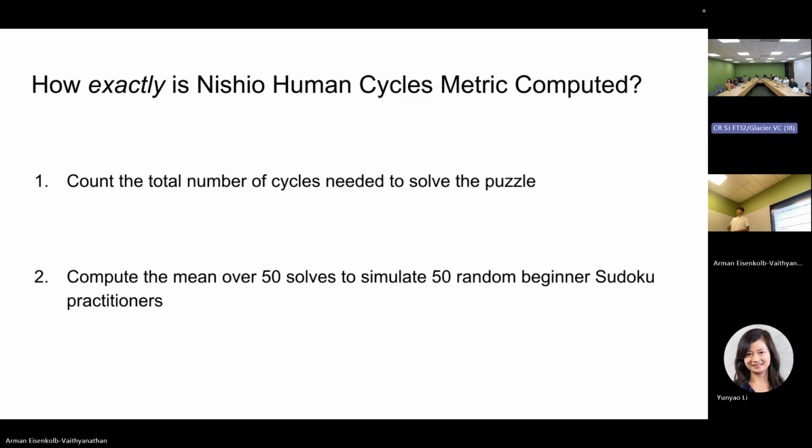So how exactly is Nishio human cycles computed? Well, the solver counts the total number of cycles needed to solve the puzzle. And the Nishio human cycles value for a single puzzle is the mean number of cycles needed to solve the puzzle over 50 solves. This allows us to simulate 50 random beginner Sudoku practitioners. Please note, because we randomize the variable and value ordering, the number of cycles needed to solve the puzzle will not be the same for each solve.